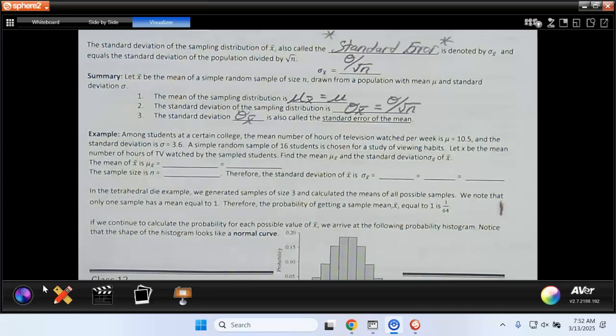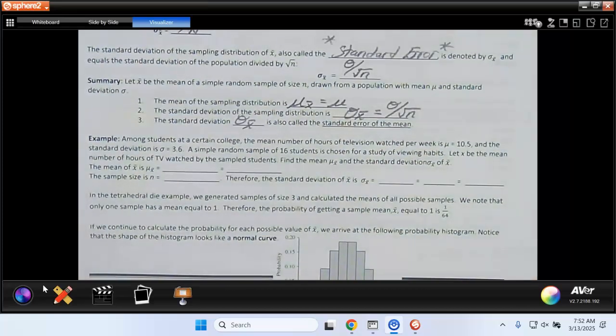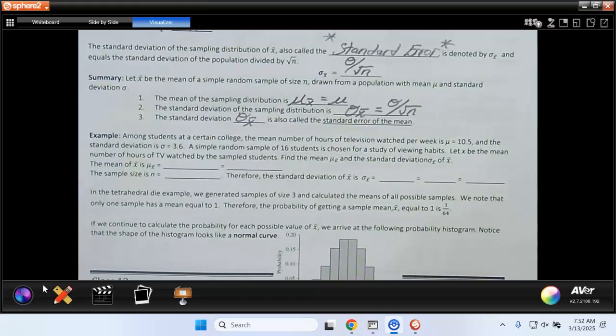Okay, among the students at a certain college, let's see. The mean number of hours of television watched per week is 10.5. The standard deviation is 3.6. A simple random sample of 16 is chosen for a study of viewing habits. Let x bar be the mean number of hours of TV watched by sampled students. Find the mean of the sampling distribution and the standard deviation of the sampling distribution. Find the standard error, in other words.